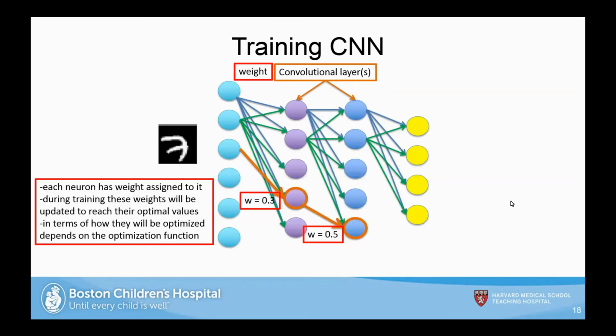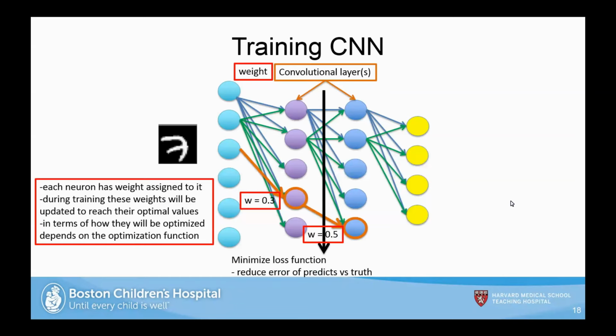So you do have to train the CNN algorithm, and basically what you're trying to do is each neuron has a weight assigned to it. So these weights will keep changing as you're training them. And during the training, they'll be updated to reach their optimal values. How they will be optimized depends on the optimization function that's being used, which is basically just a cost function.